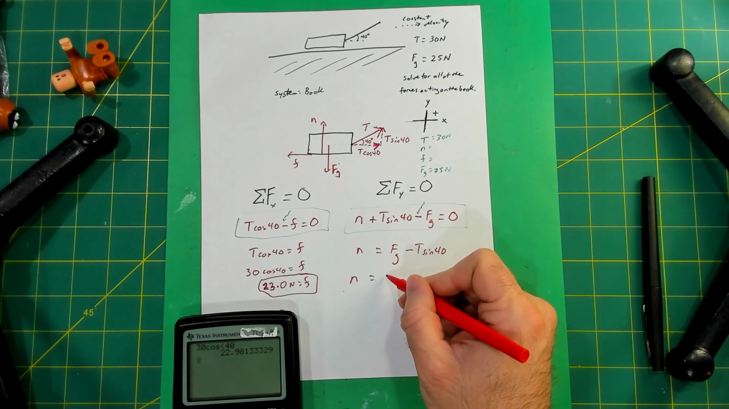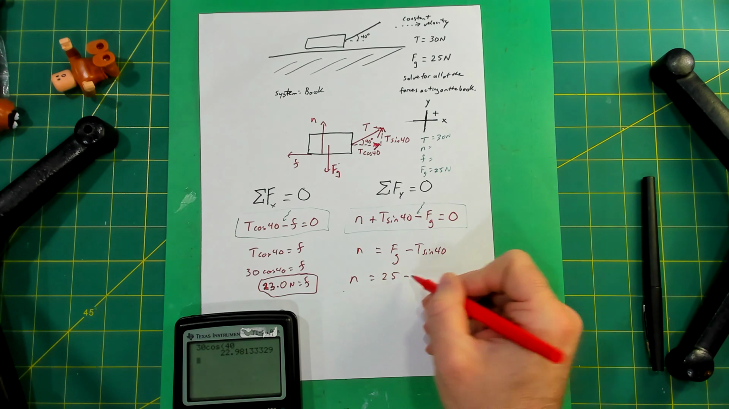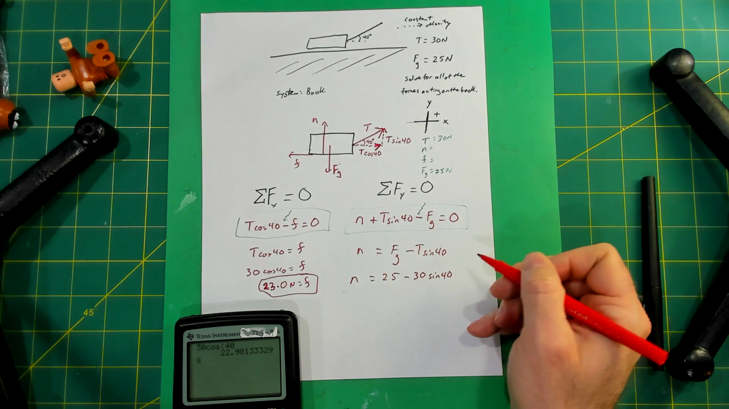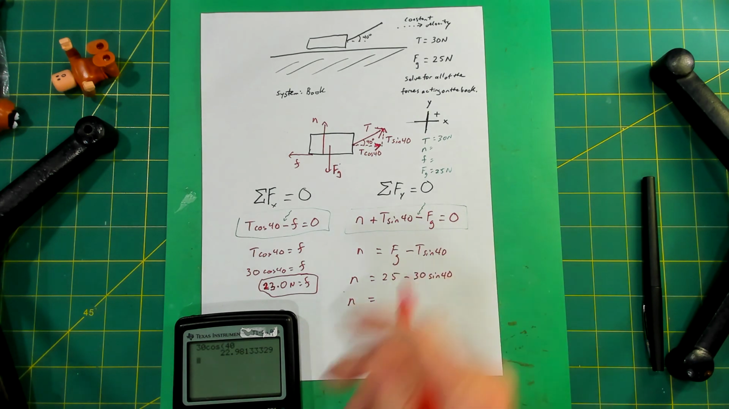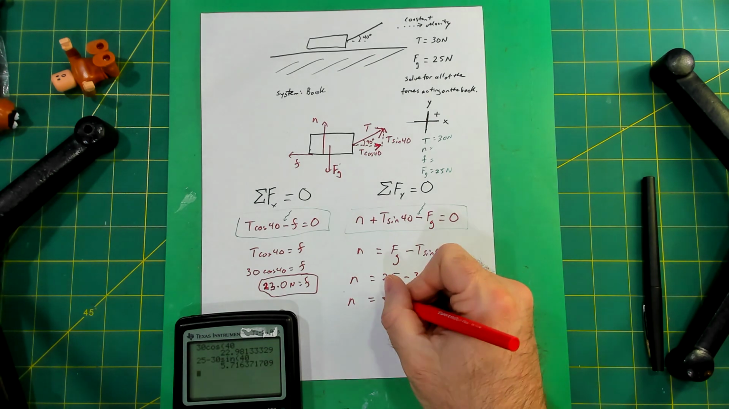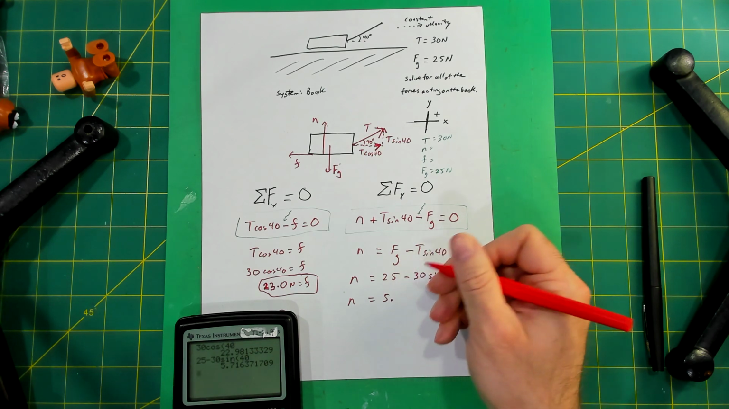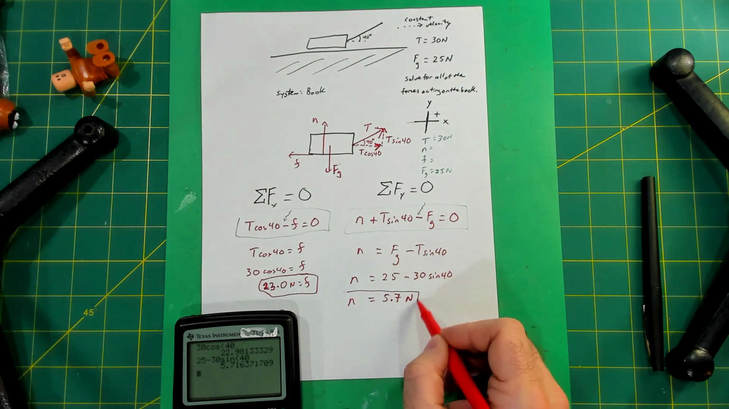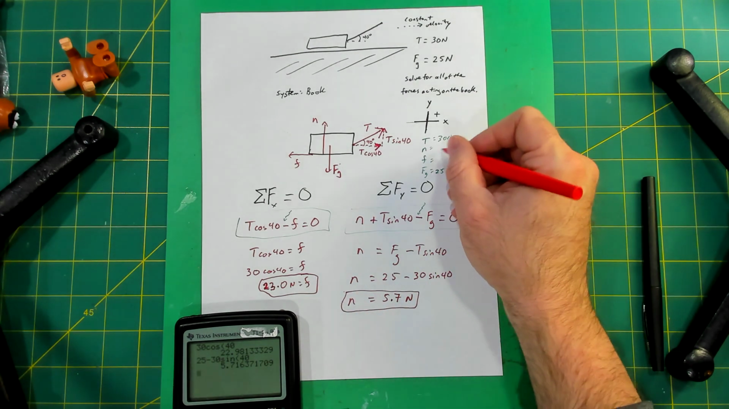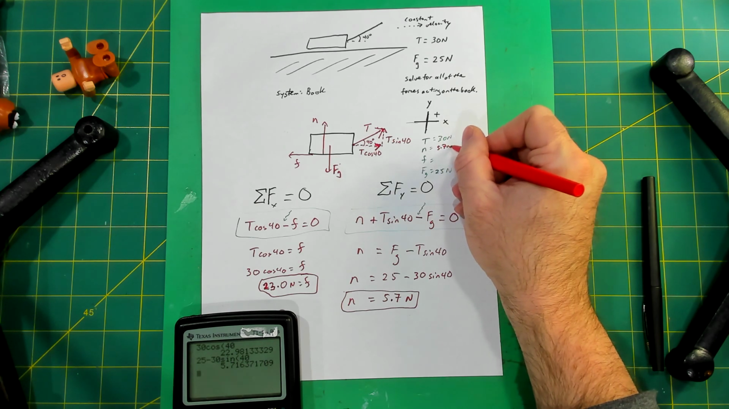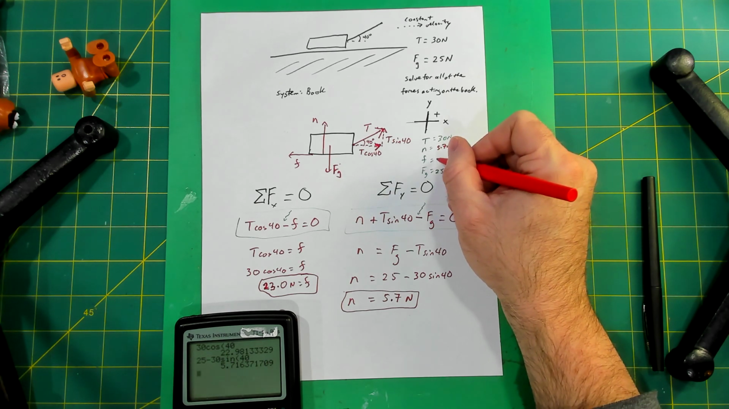Substitute in my values. FG is 25 newtons. This tension is 30 sine 40. Go ahead, plug that in my calculator. 25 minus 30 sine 40. And I get 5.716. I'm going to round that off to the nearest tenth, 5.7 newtons. And there is my normal force. And so I found these 2 missing forces. Normal force is 5.7 newtons, and the frictional force is 23 newtons.